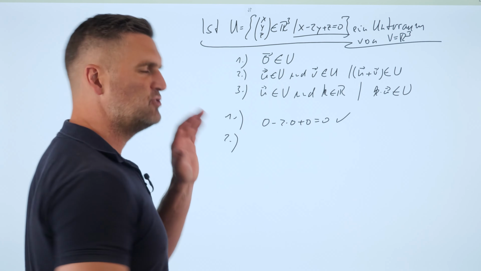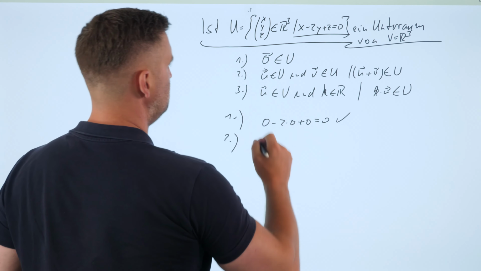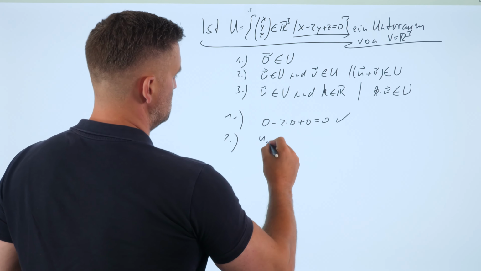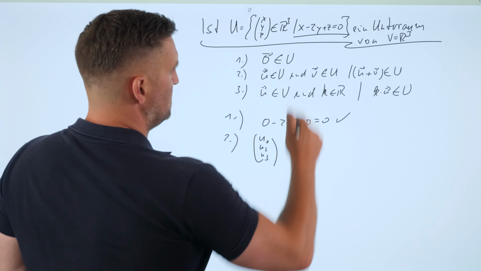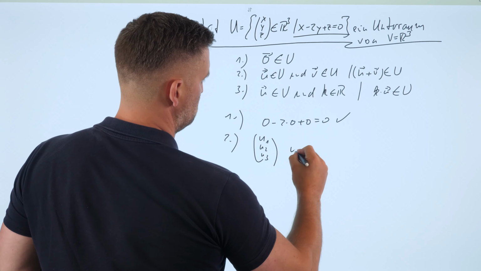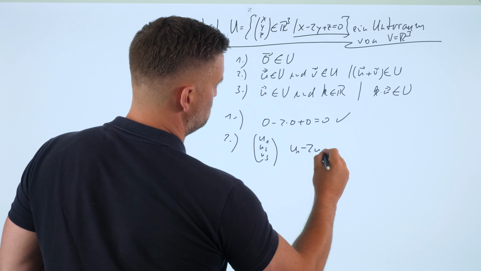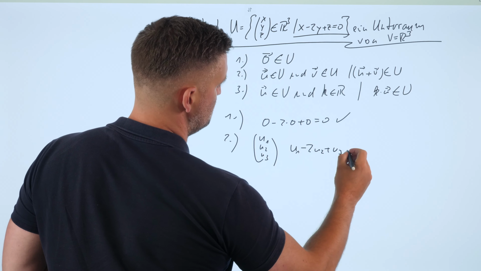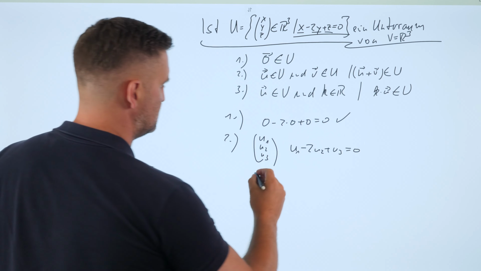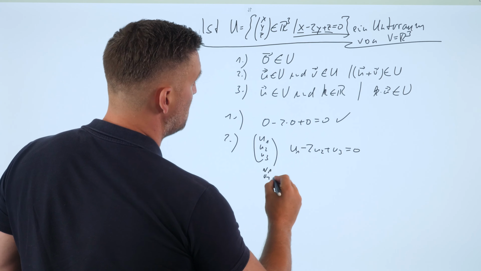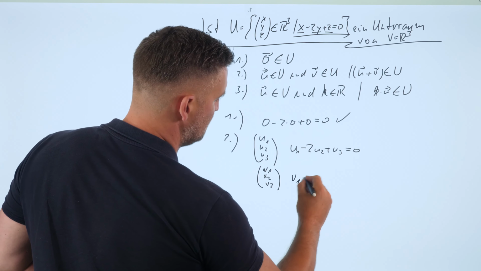Secondly, of course, you could write all of this in more detail, but what matters to me here is the principle. We have a vector u = (u1, u2, u3), which is an element of U. In other words, it follows that u1 minus 2 times u2 plus u3 equals 0, where u is used for x, y, and z respectively. We have v = (v1, v2, v3), so v1 minus 2 v2 plus v3 equals 0.